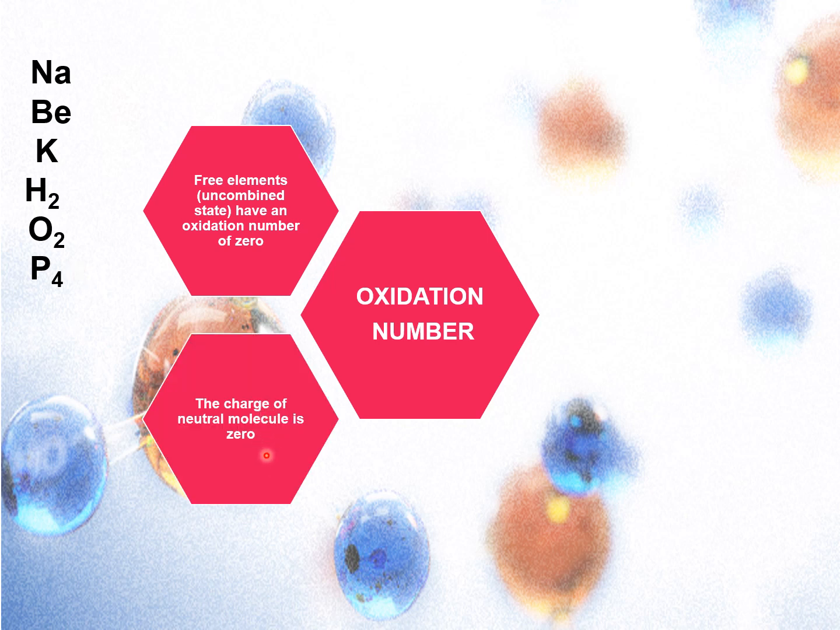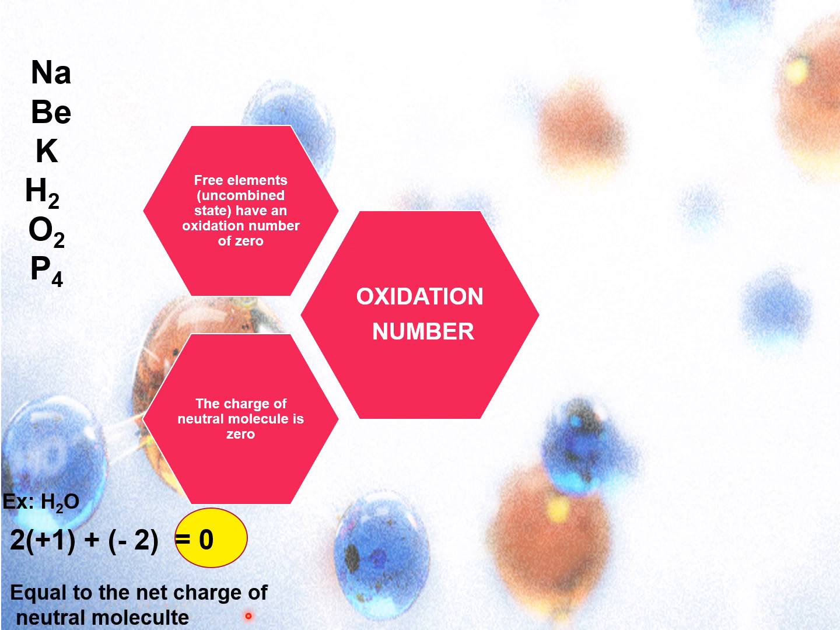Second, the charge of a neutral molecule is 0. As an example, the water molecule H2O. Let's revise how to determine the oxidation number for this molecule. Hydrogen, 2 atoms times positive 1 oxidation number for each atom, plus negative 2 for the oxygen. The total is 0, which is equal to the net charge of the neutral H2O molecule.